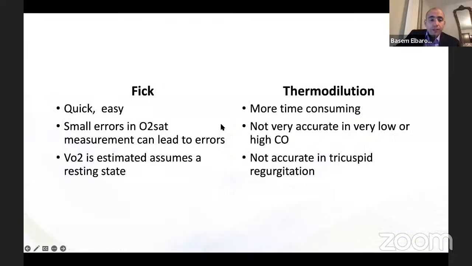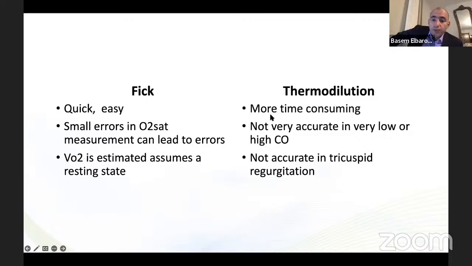All right, so two methods. The Fick is quick and easy. You just need to take oxygen saturations, which you should be doing anyway. Small errors in the oxygen saturation measurements can lead to errors. And VO2 is estimated and assumes a resting state. So if someone's got a fever or hyperthyroidism, for example, it might not be accurate.